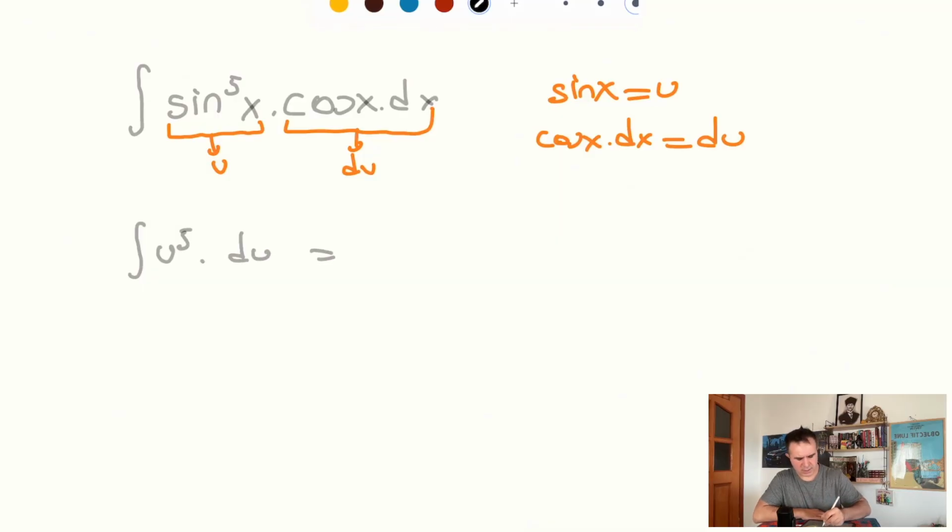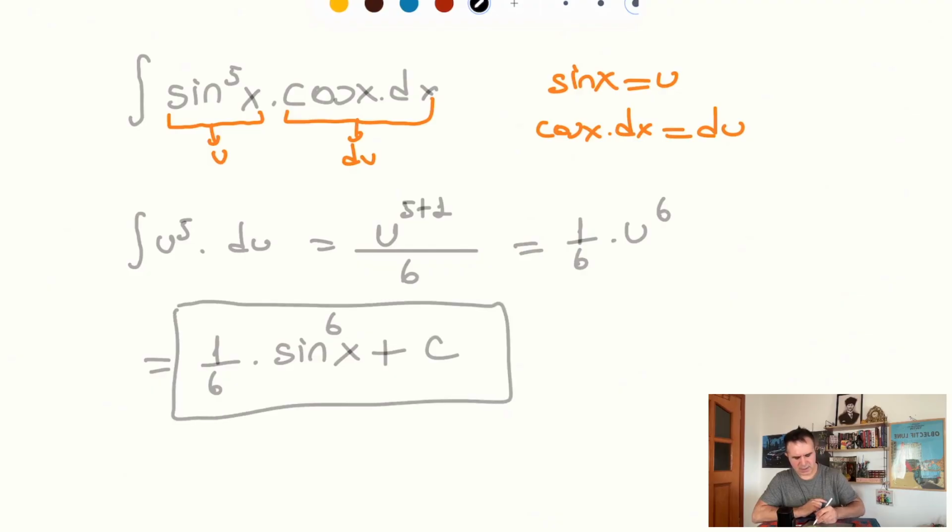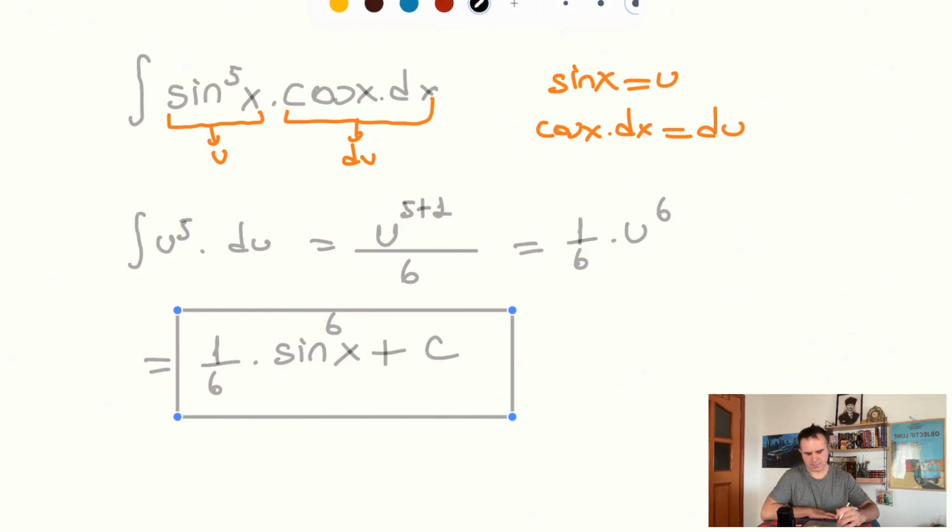When we take the integral, we add 1 to the exponent and divide by the new exponent. 5 plus 1 is 6, and we will divide by 6. The integral becomes 1 over 6 times u to the power of 6. But u is sine x, so the integral becomes 1 over 6 times sine to the power of 6 x. And since this is an indefinite integral, we add a constant, see here. And the answer is this.